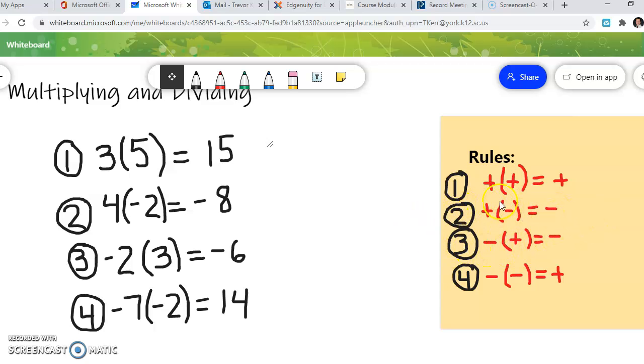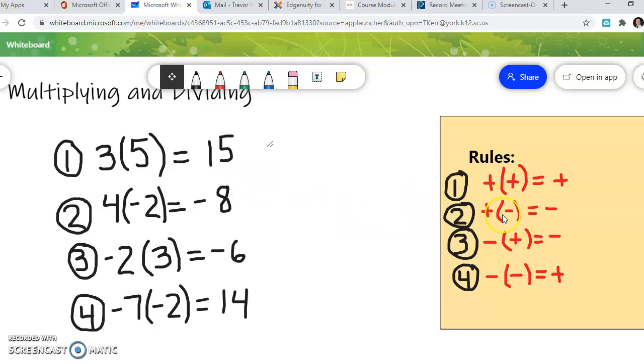You might want to have this piece memorized: if you have a positive times a negative, that's the same as a negative times a positive. So we'll say if they have different signs, they make negative. If they have the same sign, they make positive.